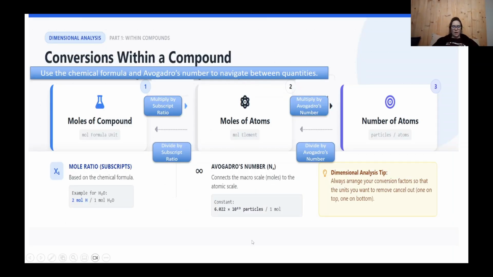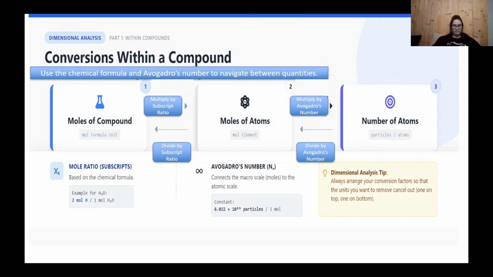So why do we care about the number of moles of atoms within compounds? Well, we can use these mole ratios, along with dimensional analysis, to figure out other calculations like the number of atoms. So once you know the moles of atoms in a compound, if you multiply that by Avogadro's number, you can figure out how many atoms are in 1 mole of that substance.